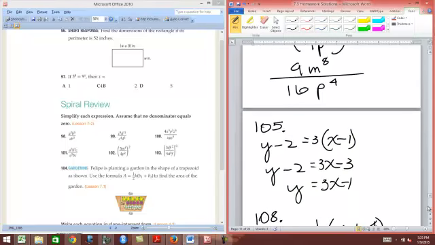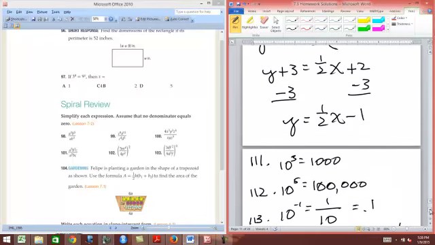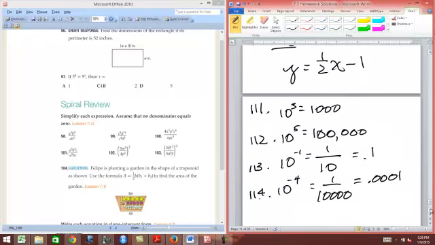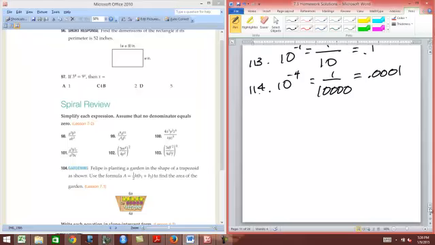105. Put it into y equals mx plus b form. Not too much to say there. Same thing. 111. These are self-explanatory. And that is that.